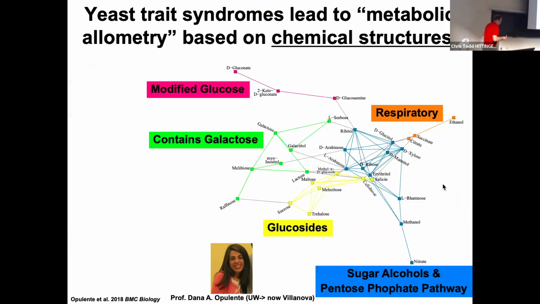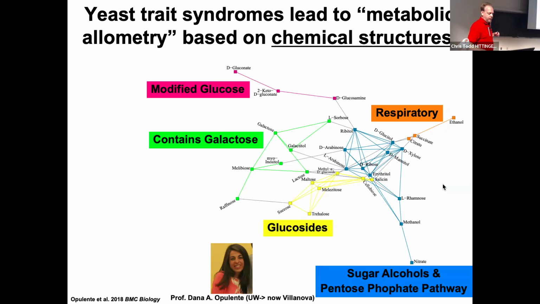If we now remove those two syndromes from the analysis and just look at carbon utilization, we can start to see some really interesting patterns, what I like to call metabolic allometry. What's falling out here are actually the chemical structures. I want to stress here that there are no genes in this figure. No genes were harmed in making this figure. This is all ecological trait data from what they can eat that's coming out.